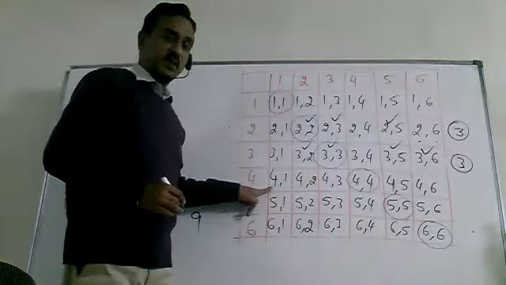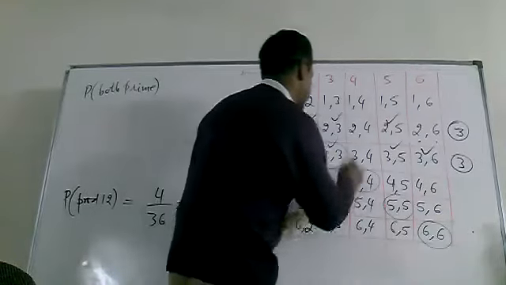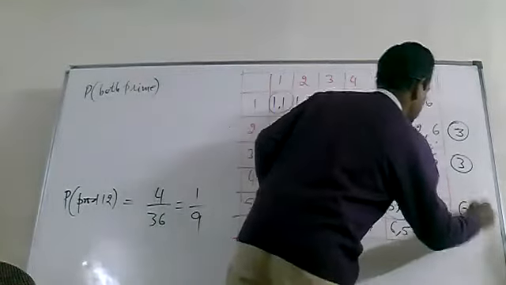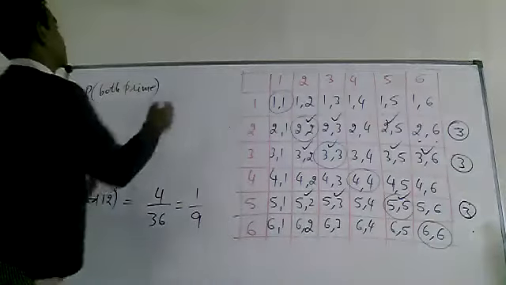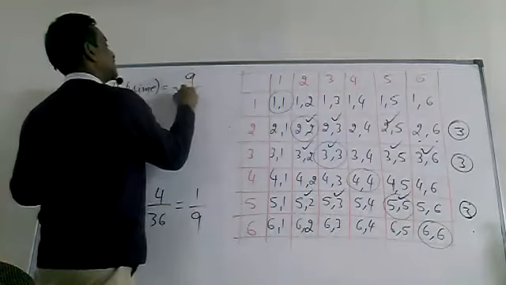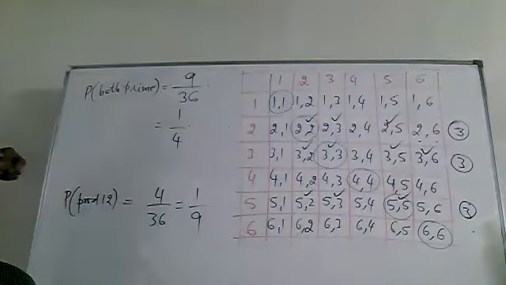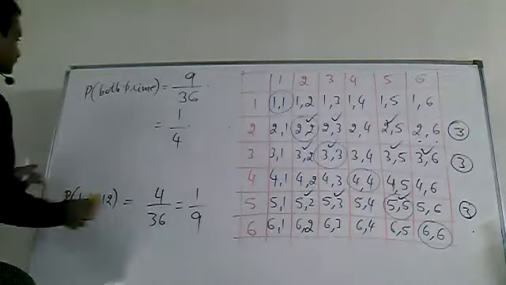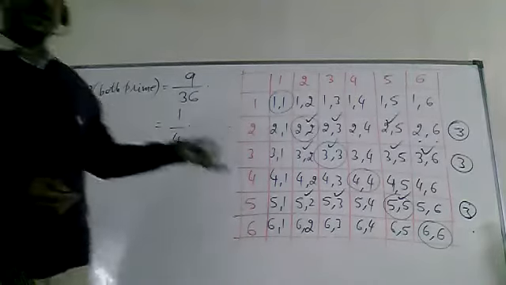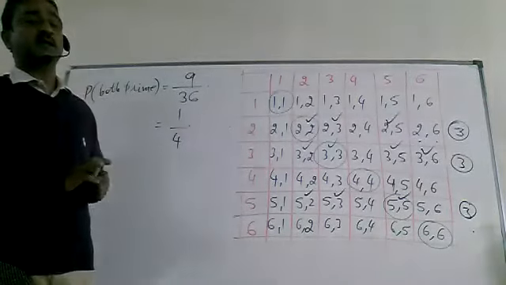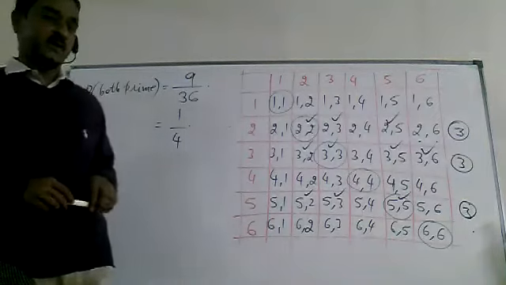4 is not a prime number, so no option in this row. 5 2, 5 3, and 5 5, so three options here. 6 is not prime, so no option here. So a total of 9 options are there out of 36. So the probability of a prime number on both the dice is 1/9. This is how we can solve various questions of probability on the simultaneous throw of two dice. Thank you.